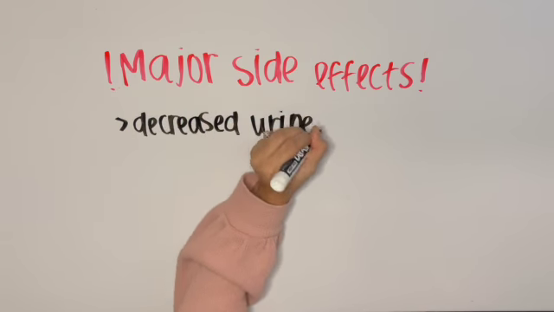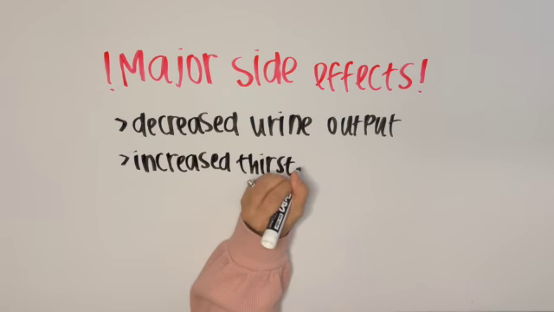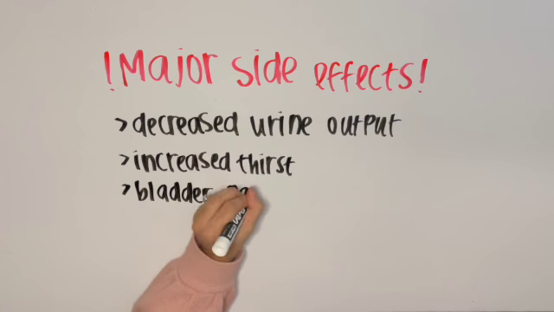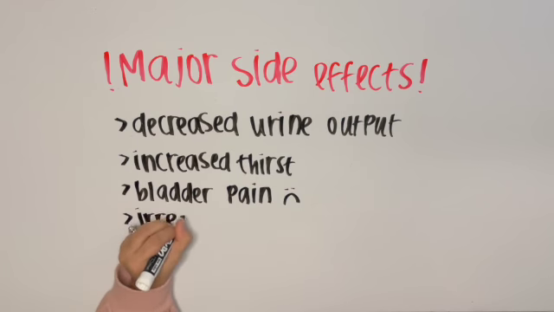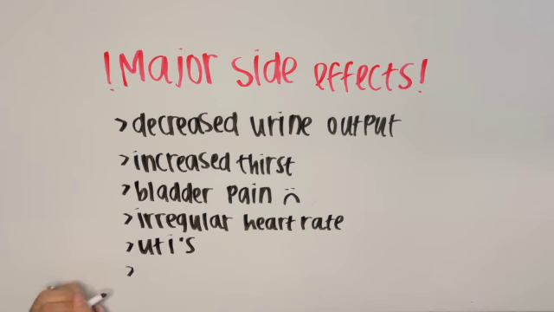The most common major side effects include decrease in urine output of less than 30 mL per hour, increased thirst, bladder pain, an irregular heart rate, urinary tract infections, Redman syndrome, and renal failure.